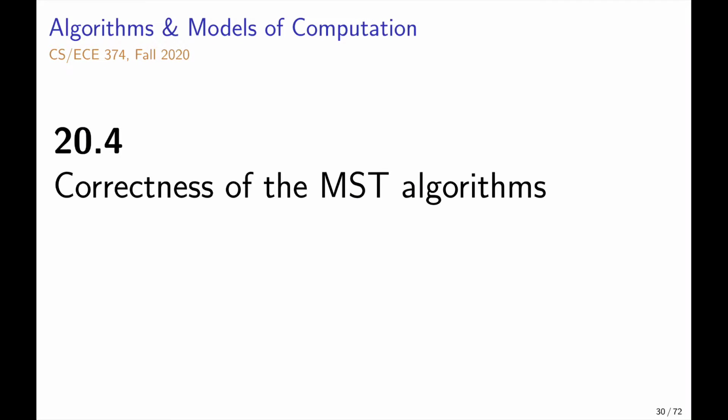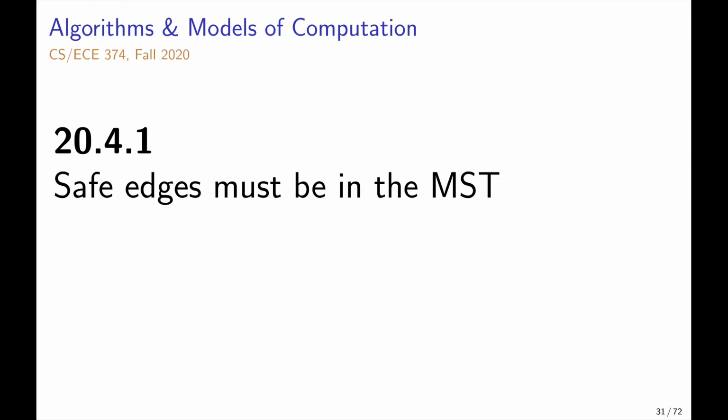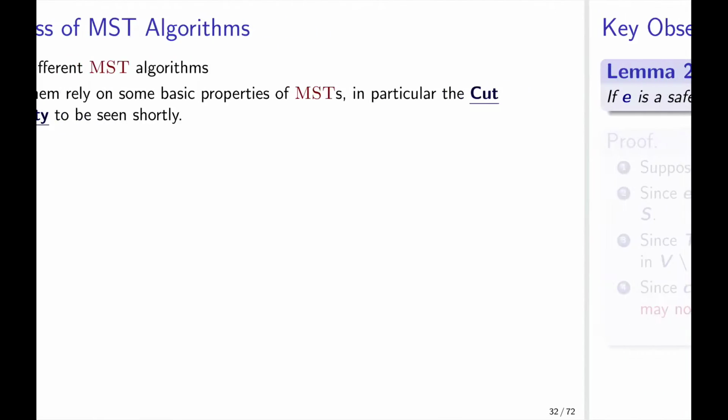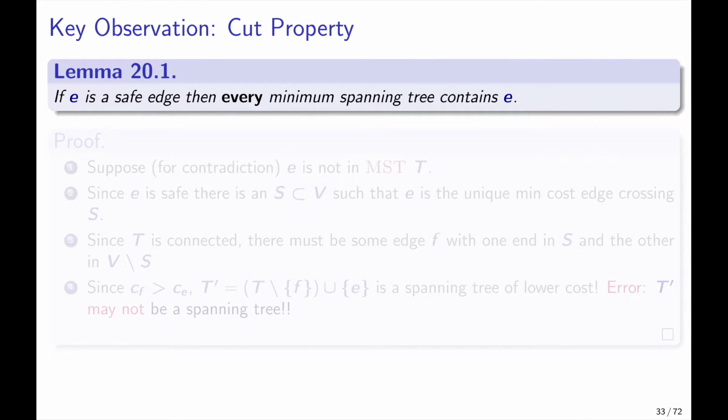Our purpose now is to prove that the MST algorithms that we've seen are correct, and we're going to do it in several steps. The first step would be to show that all the safe edges must appear in all MSTs of the graph. We're going to call this the cut property, that we will define shortly. So if E is a safe edge, then every minimum spanning tree contains E.